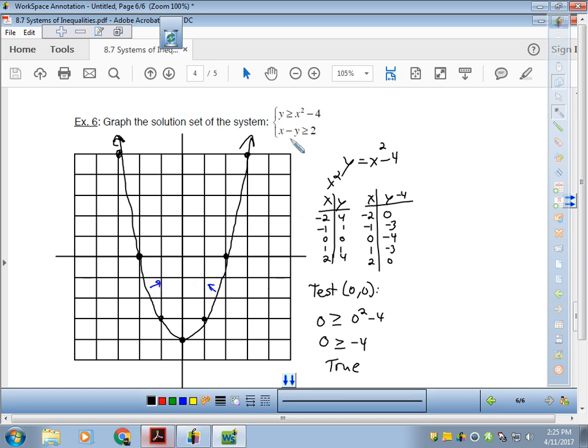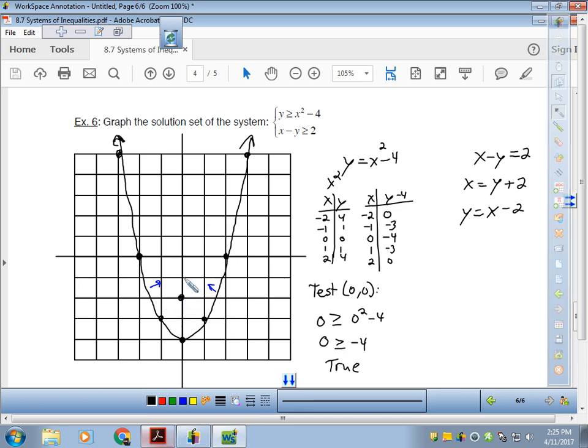Look at the second inequality. We have x minus y is greater than or equal to 2. So it means we have x minus y equals 2. Add the y across, x equals y plus 2. Subtract the 2 across, we get y equals x minus 2. So that is a line that has a slope of 1 and a y-intercept of negative 2. So here's my y-intercept of negative 2.